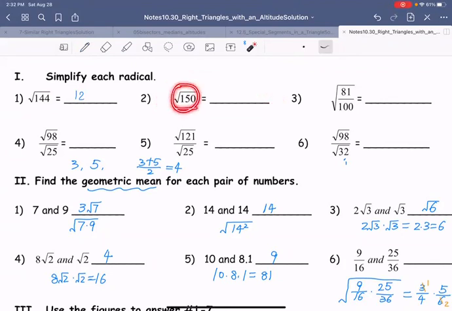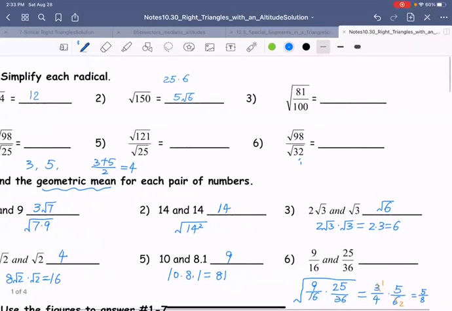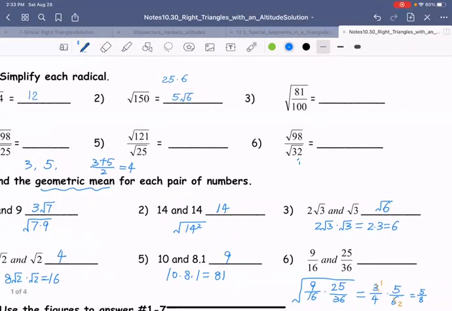150, how do we simplify this now? 150 is 25 times 6. So 5 times the square root of 6. Number 3, one more, please. 9 over 10. That's good.